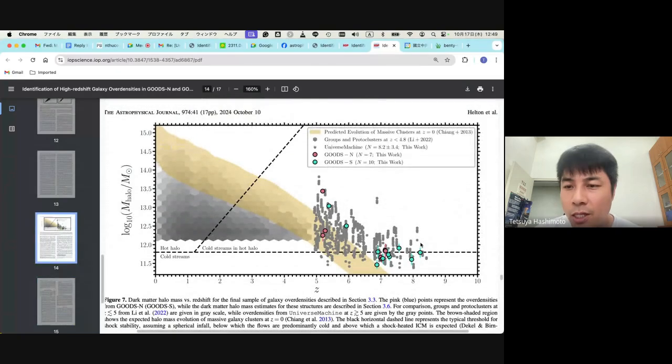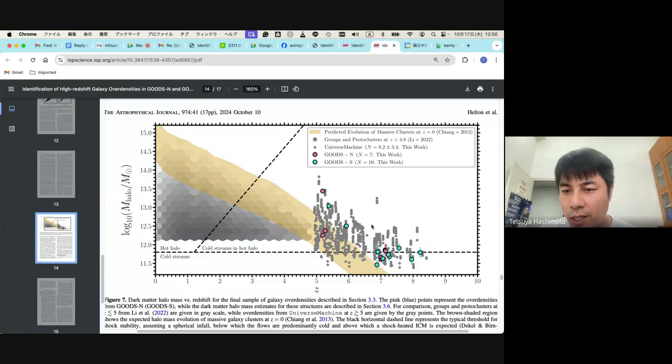Then again, maybe the last point is that because they are almost the massive ends of galaxy halos, they are supposed to become the largest galaxy clusters in the local universe. And the theoretical prediction of this evolutionary track of massive clusters is shown by this yellow shaded region.